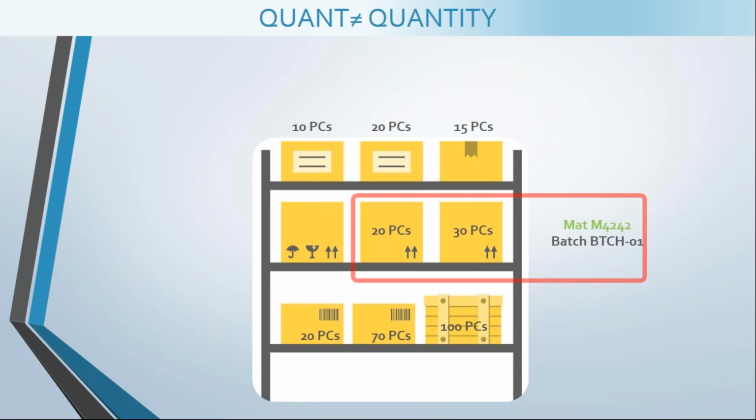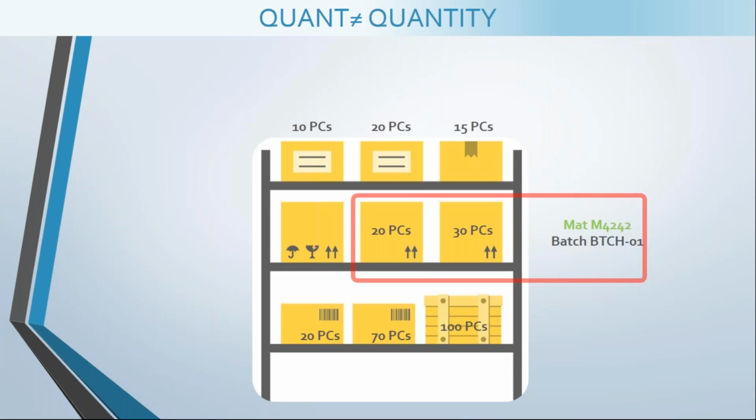So material M4242. Okay, so there are in total 50 pieces, two boxes, 20 pieces in one and 30 pieces in another. And let's say all these 50 pieces actually belong to one and the same batch, which is BTCH01. And all other attributes are also the same. They belong to the same stock category, there is no special stock type, and they belong to the same plant, same storage location. Everything else is the same.